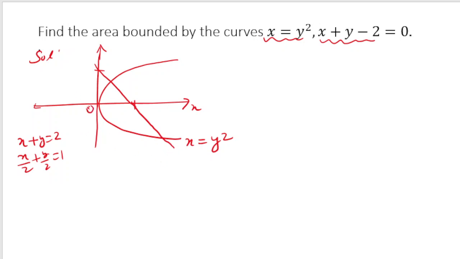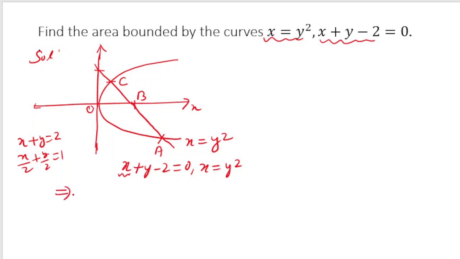This is the origin O, and we have the line and parabola intersecting at this point. Let me call this point A, this point B, and this point C. So the region that is being bounded is OABC. The first thing that we need to calculate is where these two curves intersect. The curve is x plus y minus 2 is equal to 0, and the other one is x is equal to y square. So we can solve it in terms of y. What we can do is substitute y square in place of x.